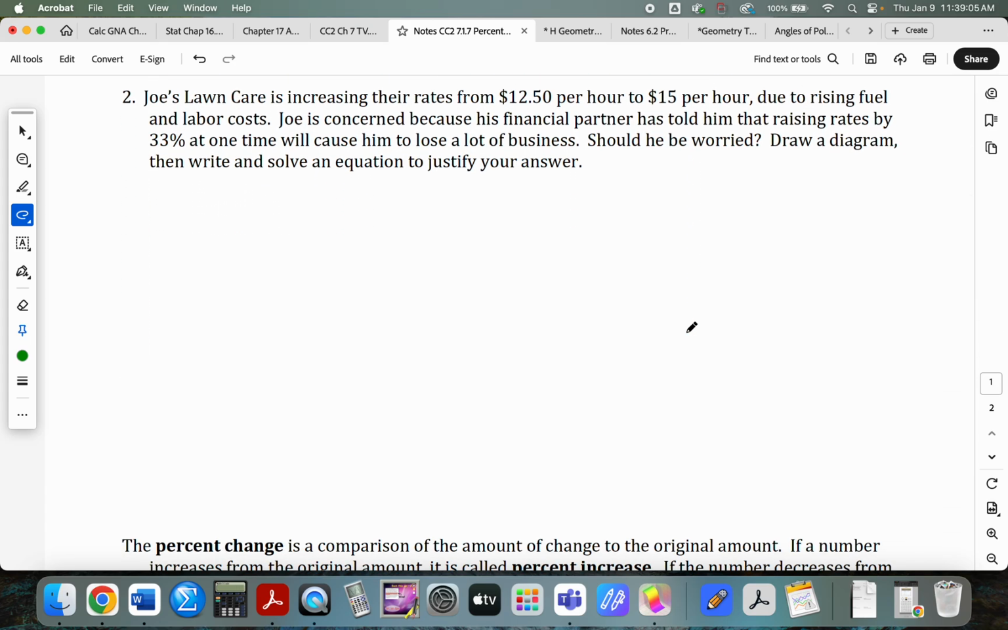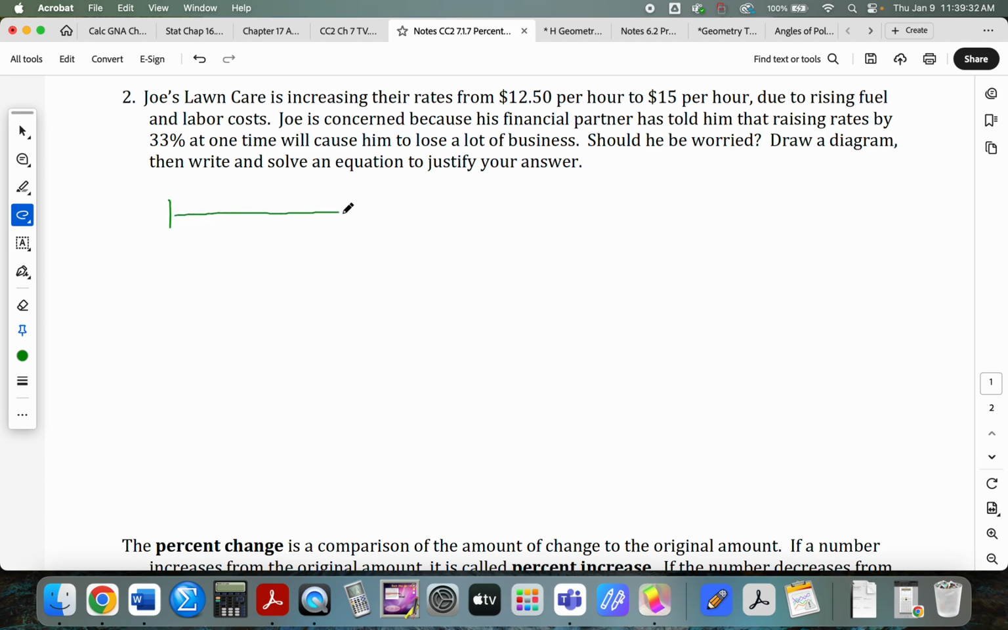So Joe's Lawn Care is increasing their rates from $12.50 per hour to $15 per hour due to rising fuel and labor costs. Joe is concerned because his financial partner told him that raising rates by 33% at one time will cause him to lose a lot of business. Should he be worried? All right, we're going to make a line diagram, and then we're going to write and solve an equation.